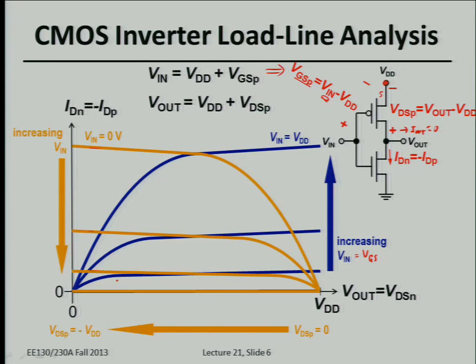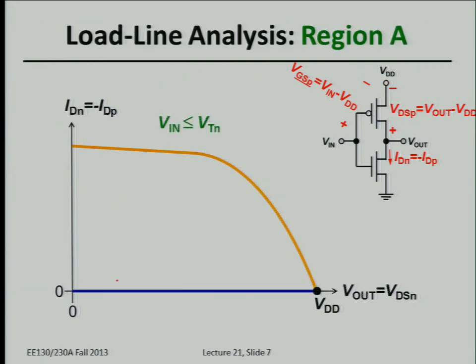Okay, so that's basically how you can map the IV curves on the same plot of current versus output voltage for the NMOS and PMOS devices. Now let's look at just a few of those regions in the transfer characteristic. So let's look at region A. Let's start with something easy.